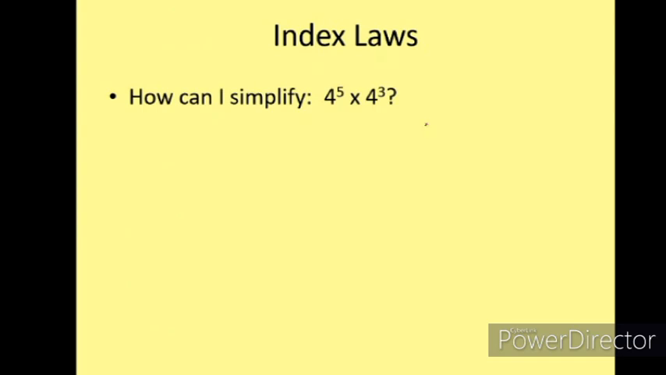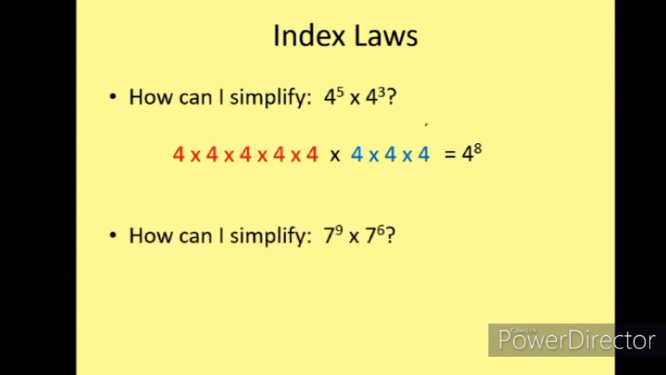Okay, my index laws. When I ask you this, just how can you simplify? I don't really care what the answer is. I just want it in a form that I can recognise. Now, 4 to the power 5 is 4 times 4 times 4 times 4 times 4. 4 to the power 3 is 4 times 4 times 4. If you count up all the 4s, I've got 4 to the power 8. So I could simplify that to 4 to the power 8.